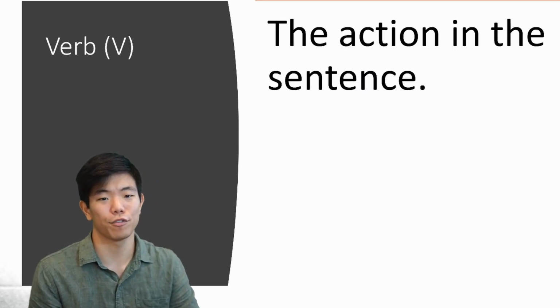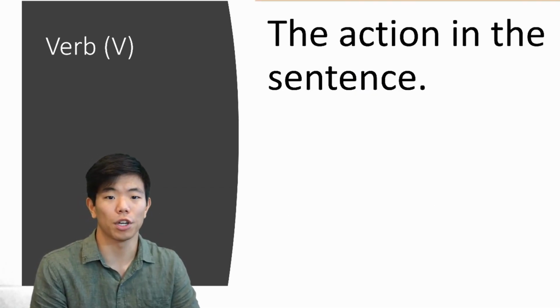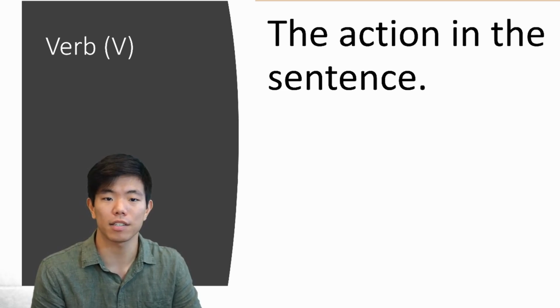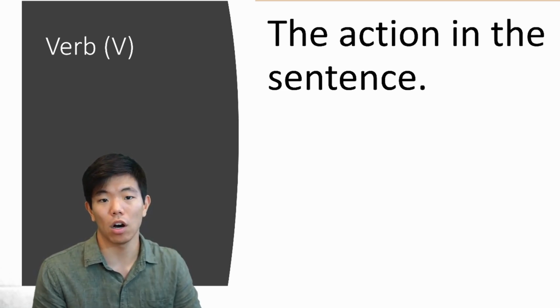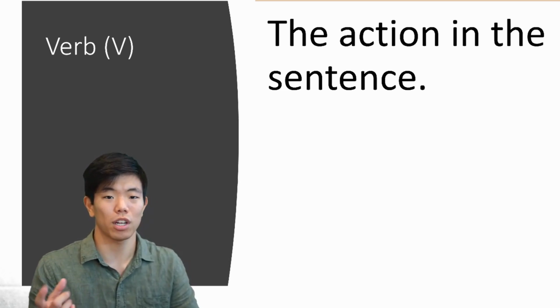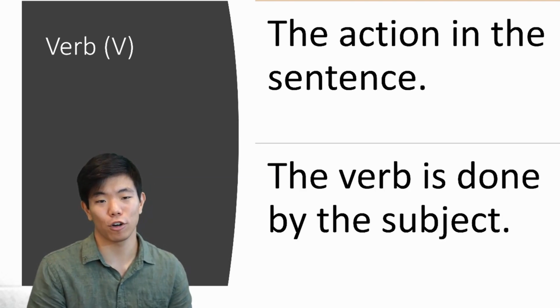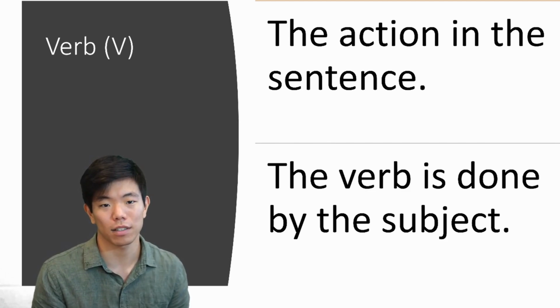Okay, moving on to verb. So verb is pretty straightforward. It's just another word to say an action. So the verb in the sentence is the action that's happening in the sentence. For example, the dog eats. So the word eats is the action in the sentence. And so obviously the verb is done by the subject.